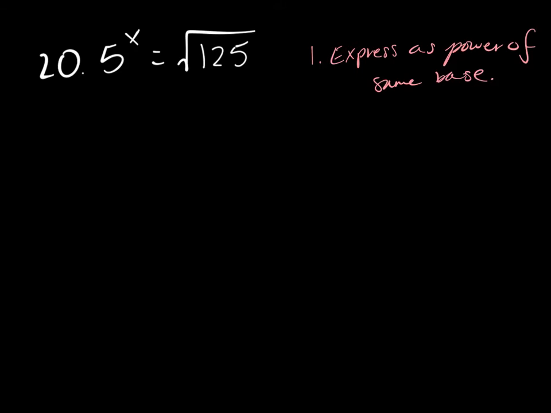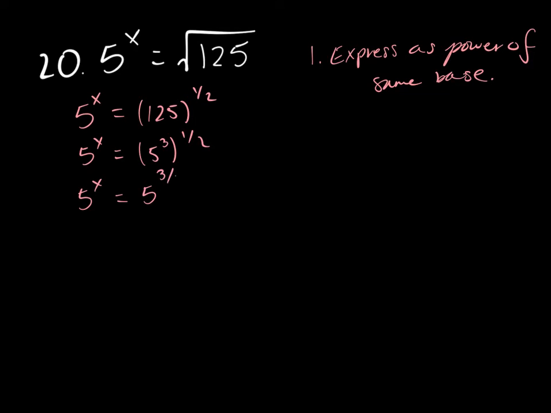Okay, so we know the smaller base here is 5. So we're going to try and get 125 into the same base. Even though the power is going to be different, the base part is the important part. So I know that I can first rewrite what's on the right in terms of rational exponents, right? And then 125 is the same thing as 5 cubed. So I rewrite that. And then 5 to the x is equal to 5 to the 3/2.